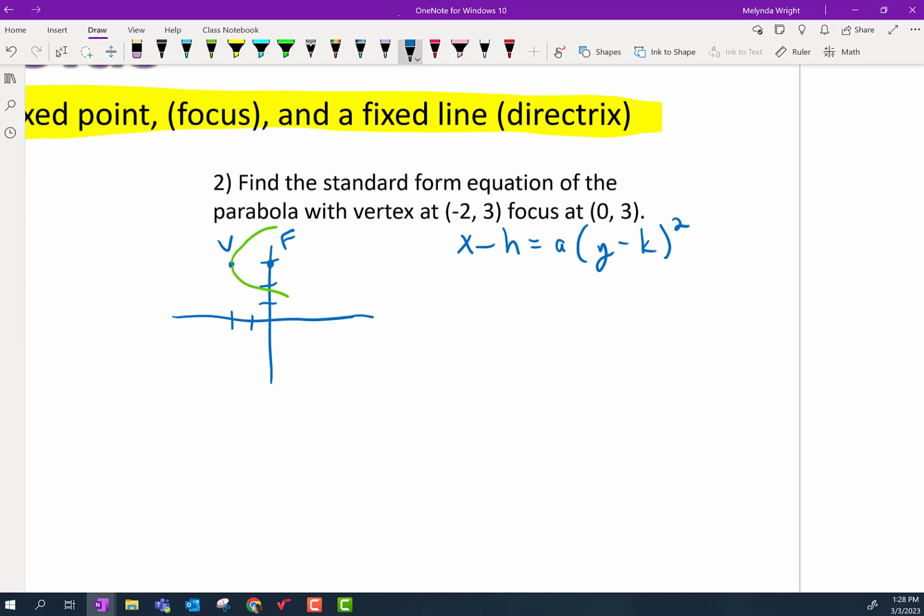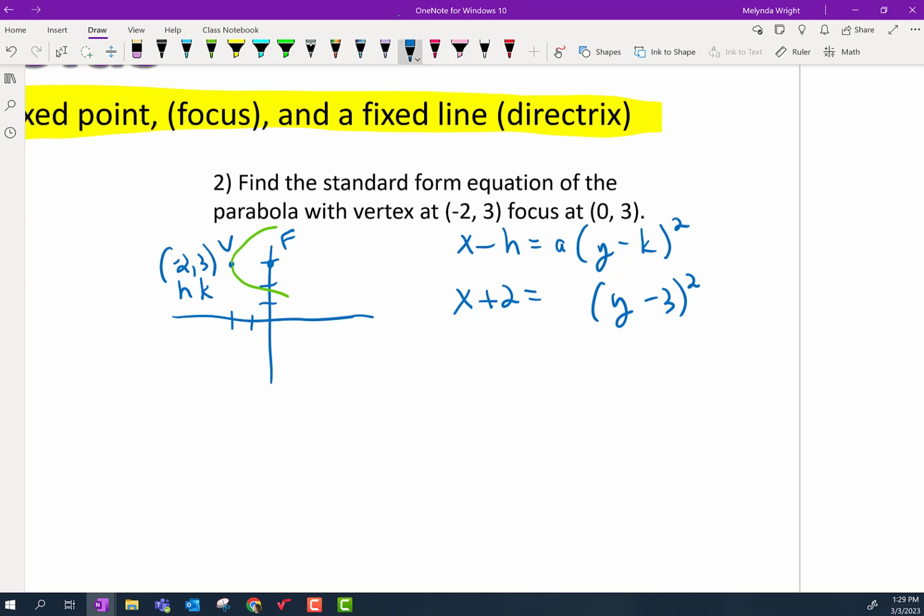Okay? So the vertex, which is -2, 3, is actually H and K. That's what the vertex is. H is the X, K is the Y. I can do most of that equation by just sticking those two numbers in. Okay, well, let's do that. So I've got X minus a -2 would be +2 equals, I don't know A yet, I've got y, k is 3. Okay, that's fantastic. I'm almost done with the equation with just knowing the vertex.